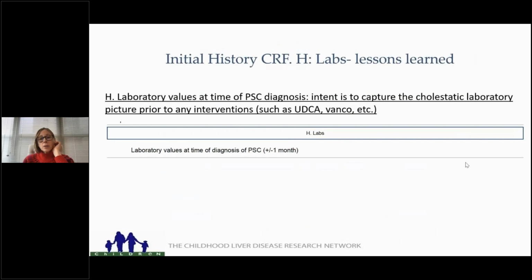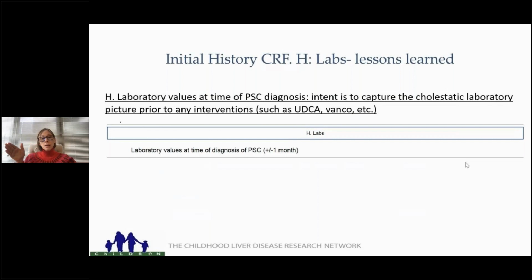One thing I do want to point out that you can do a check with your PI is that we're trying to get a snapshot of what those kids look like at the time of PSC diagnosis. So their diagnosis date is the date of their MRCP or their liver biopsy that diagnosed the disease. So then you want to try and get what their labs looked like at the time of diagnosis.